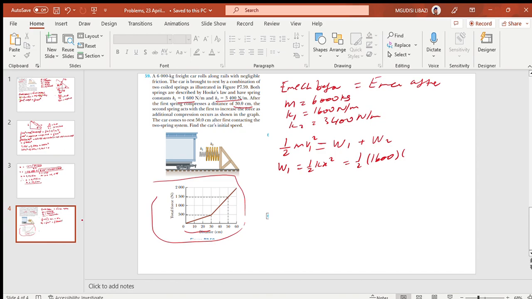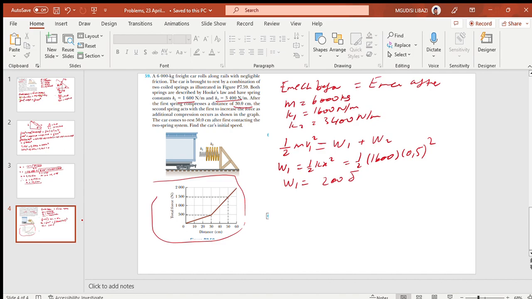So the first spring was compressed till the end because it was longer than the second spring. That means we'll take a full distance of 0.5 meters, and then squared. So the first work will be 1 over 2 times 1,600 times 0.5 squared, and then I get 200 joules.